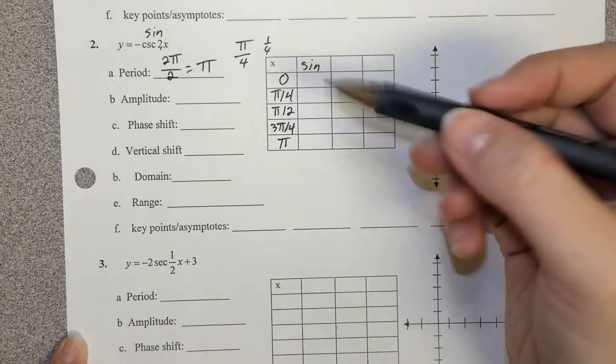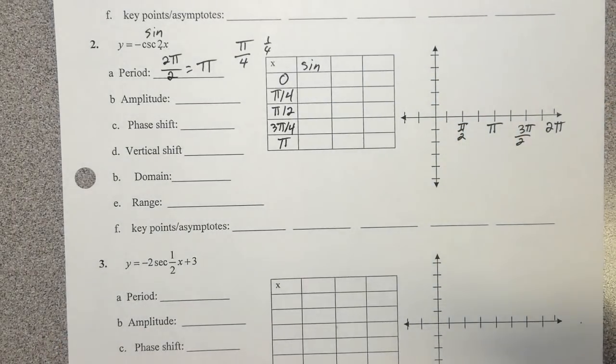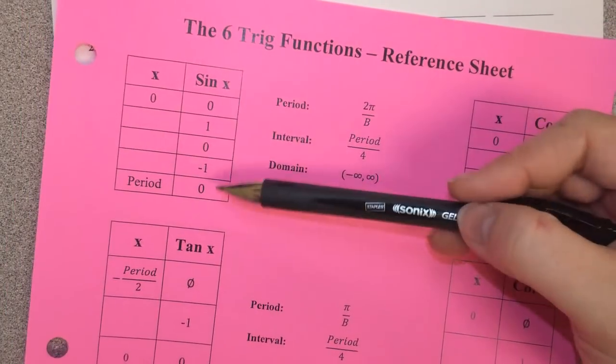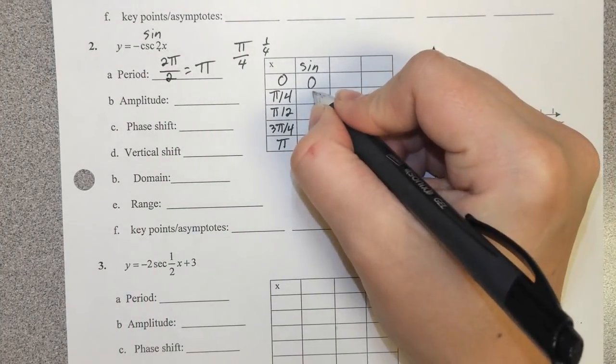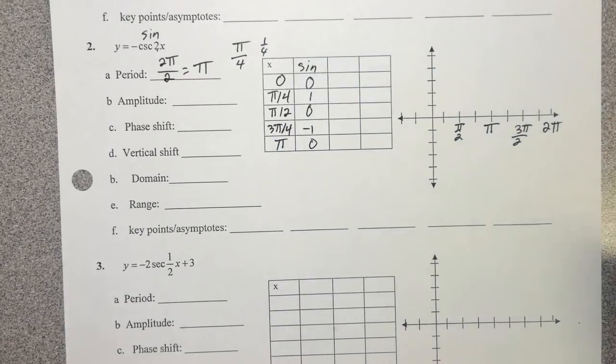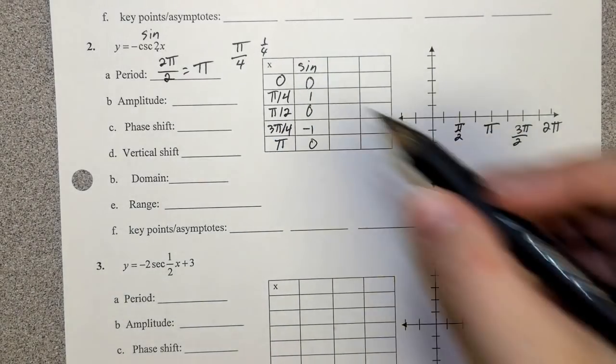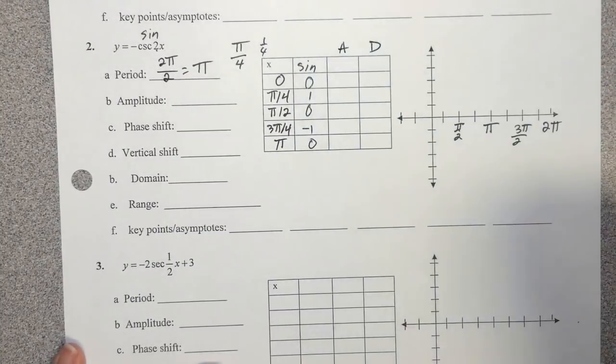Cool. All right. I'm going to be filling in my sine points. You can refer back to your pink sheet. It's got your sine points right there. So 0, 1, 0, -1, 0. Maybe have those memorized still. All right. Next column is going to be A column and D column.